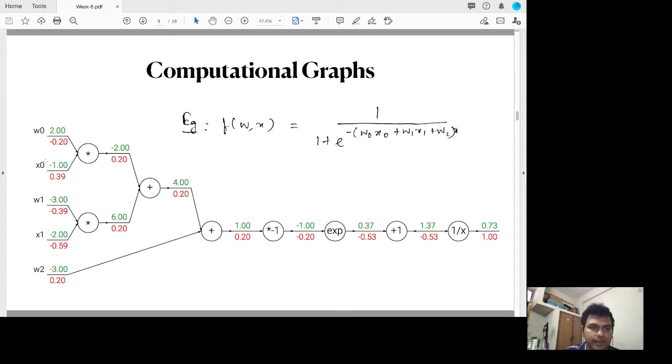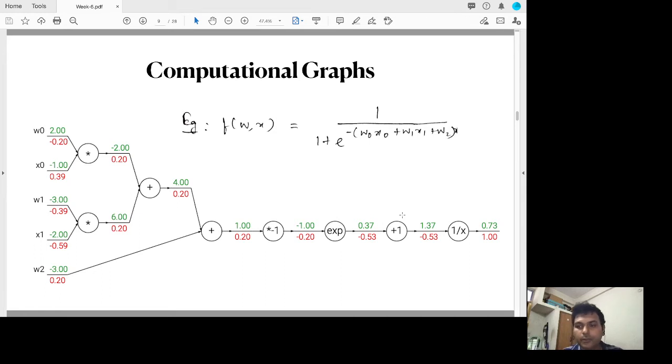So you have x0, you have x1, you have initialized w0, w1 and w2, and you first compute w0 x0, which comes out to be -2, you do w1 x1, which comes out to be 6, add these two, you get 4, add w2 to that, you get 1, you take the -1 exponential, and finally you get 0.73. So coming from -1 and -2 as your inputs with these particular initializations and going up to 0.73 is known as one complete forward pass in the model. Is that fine? Yes, sir.